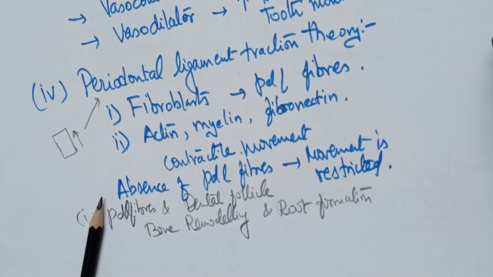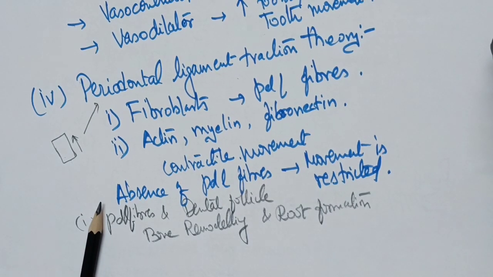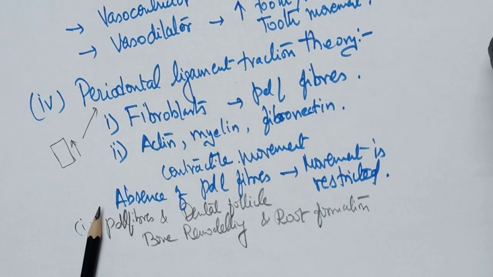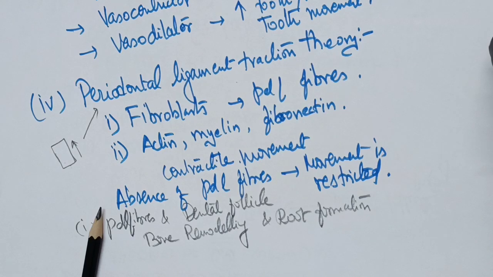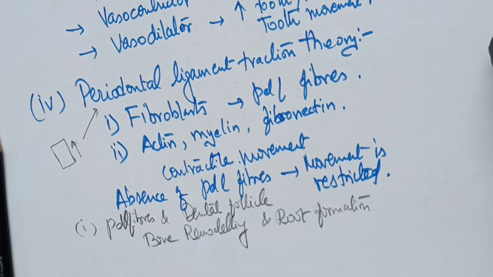First is what we saw about bone remodeling theory, second is root formation theory, third is vascular pressure theory, and finally periodontal ligament theory. And in 10K they have given a separate dental follicle theory. The role of the dental follicle is otherwise included in bone remodeling theory. So that clearly shows that the periodontal ligament fibers and the dental follicle are essential for tooth eruption to take place.